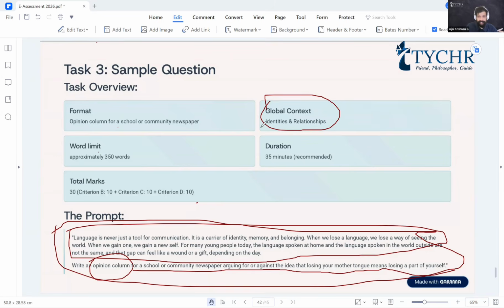What do I mean by explicit connection? Make sure that you use the word identity or relationship or the words which are part of that, which can connect with the idea of identity or relationship in your response, to make sure that your examiner will feel as if the student has done a good job in connecting the prompt with the global context, to use them explicitly. Okay, again, word limit is not 50. This is what IB recommends, but go for 500 or even 600 or more than that if possible. So that is the right way to approach a question in task 3.